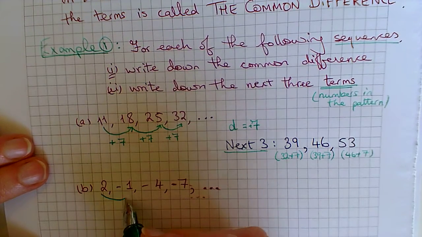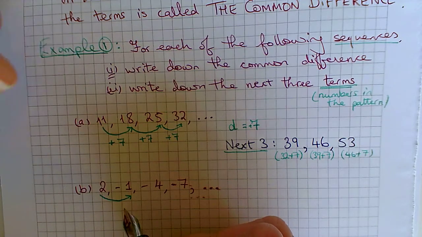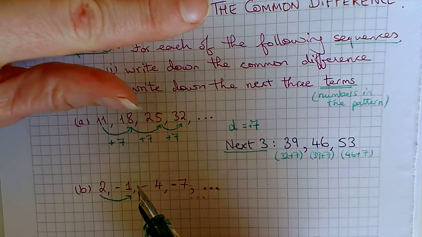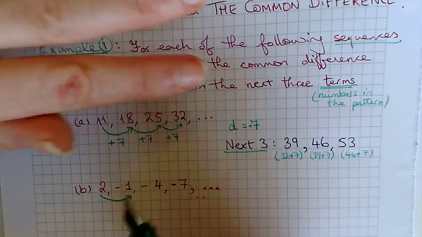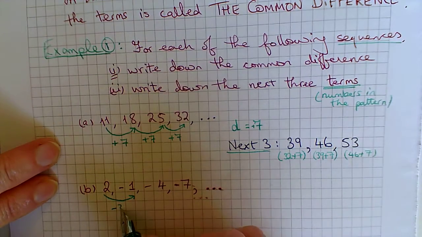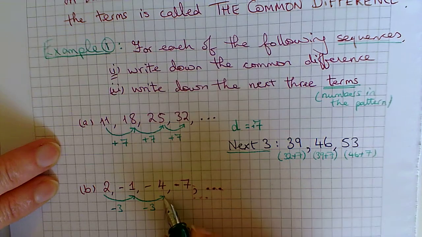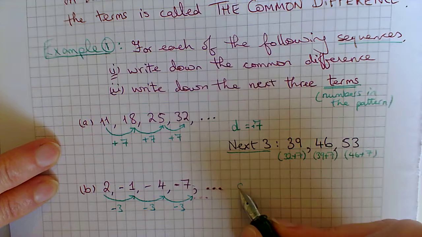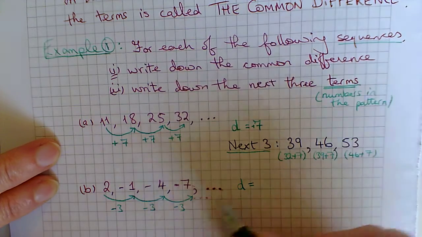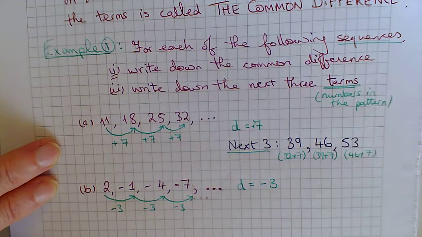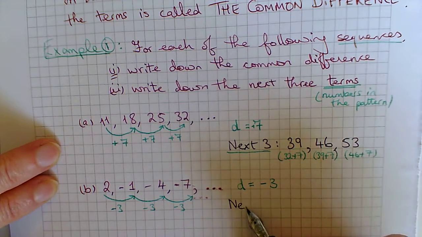To go from 2 to -1, I have to take away. Take away 1 gets me to 1. Take away 2 gets me to 0. Take away another 1 gets me to -1. So I have to take away 3. You can use your calculator to help you work that out again. If I take away another 3, I get to -4. If I take away another 3, I get to -7. So this time my common difference is negative. So it's possible to have a negative common difference. This is what we call a decreasing sequence.